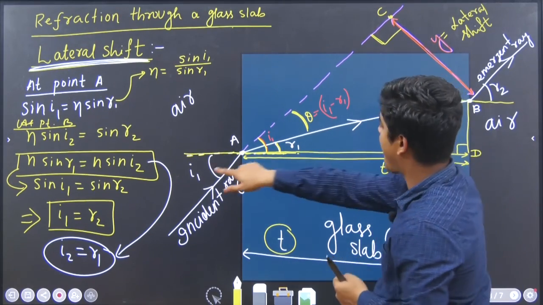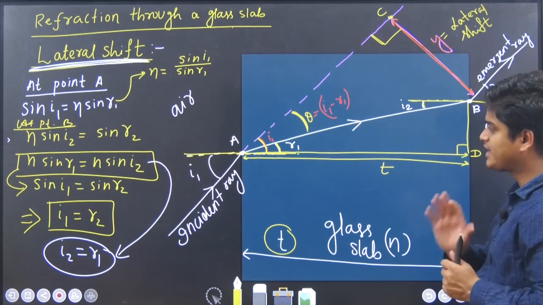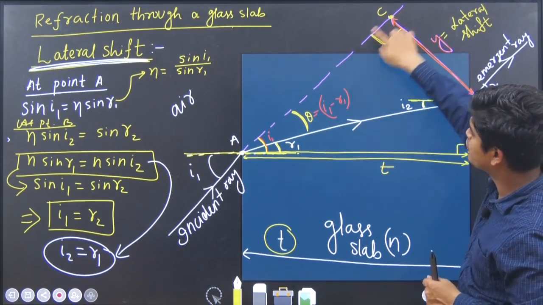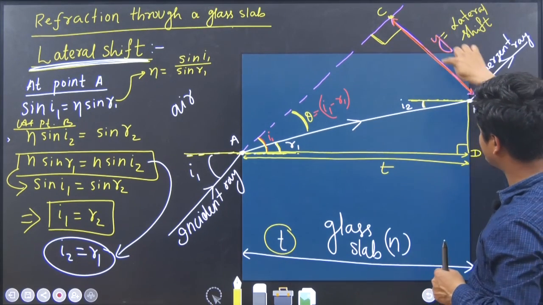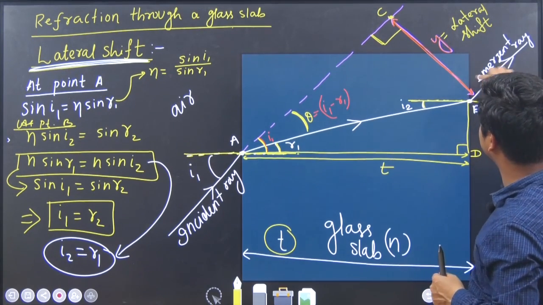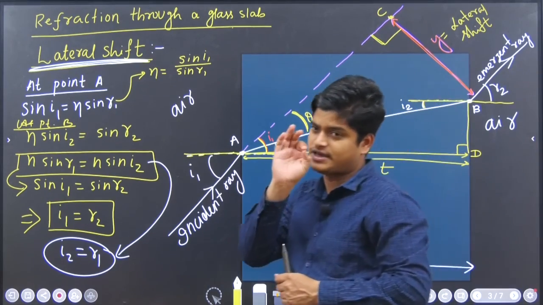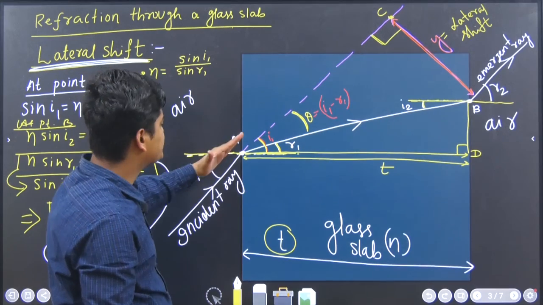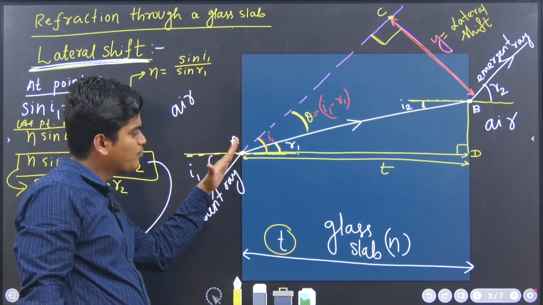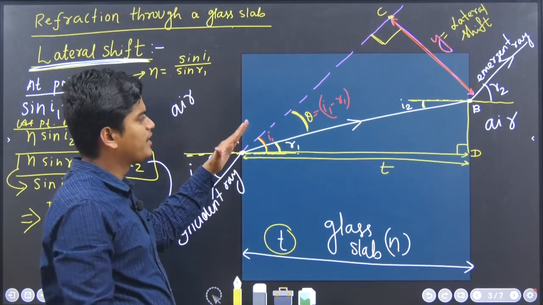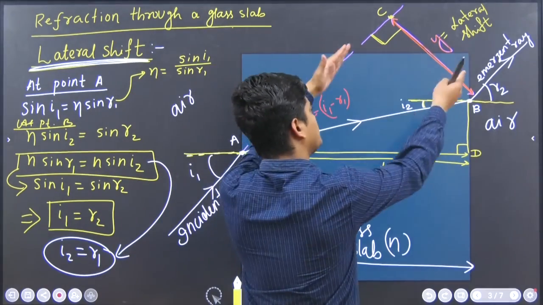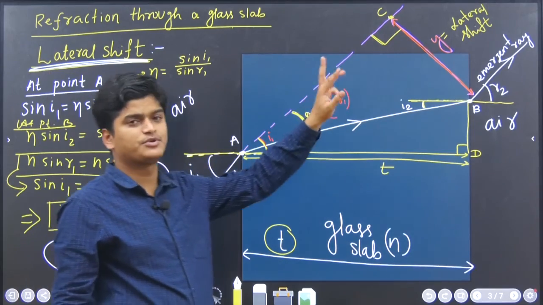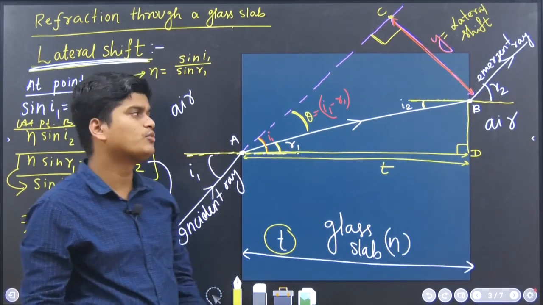Now here I1 and R2 become equal, and the perpendicular distance between the original incident ray and the emergent ray is called the lateral shift. And understand, if I keep a larger angle of incidence, the separation will become more. So if the angle of incidence is more, then the lateral displacement, or lateral shift, will become more.